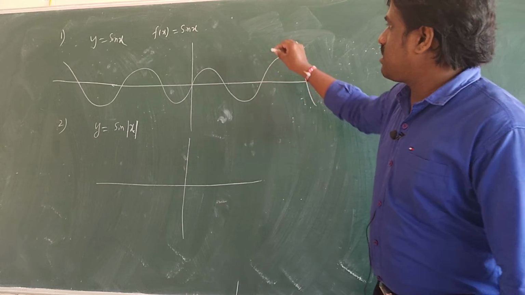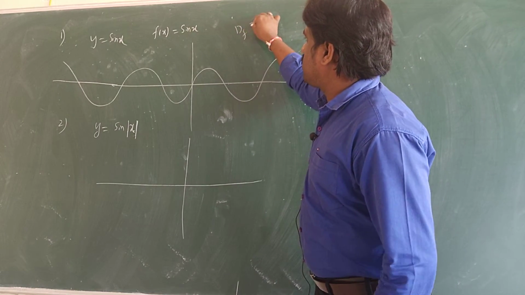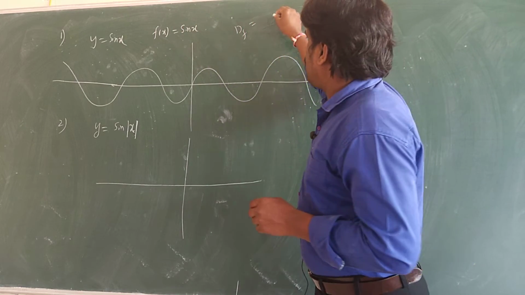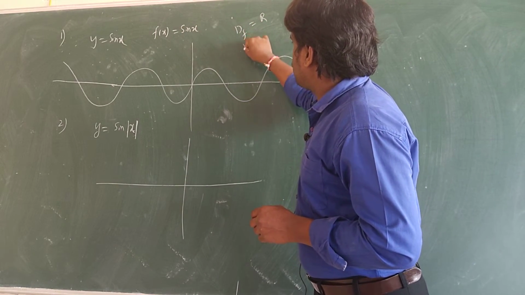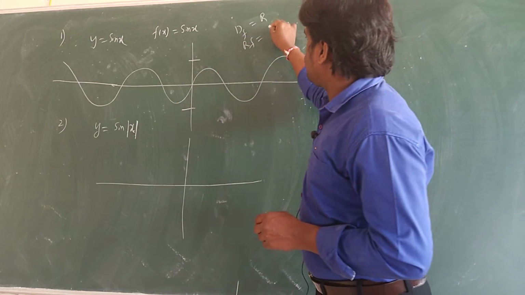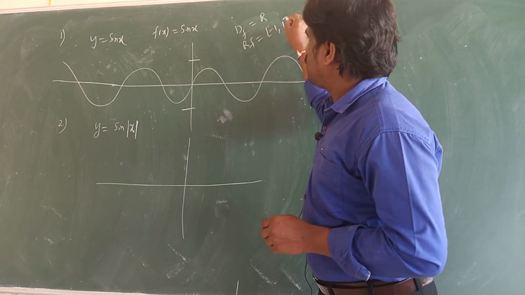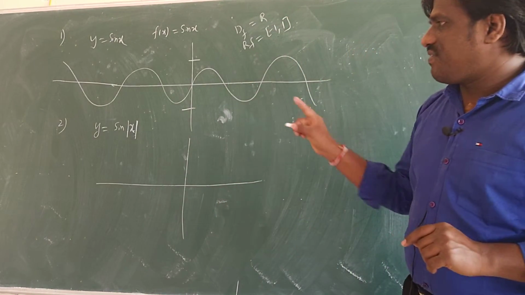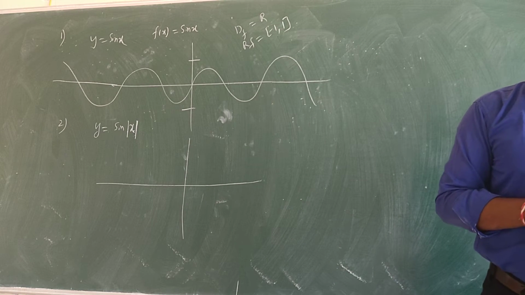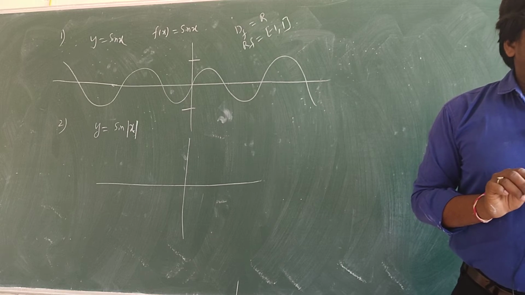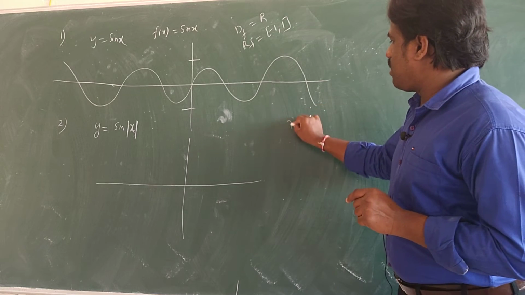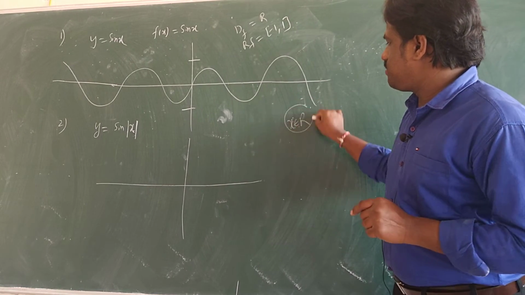See here, what is the domain of this function? What can x be here? All real. What is the range of the function? Range means -1 to +1 closed. Everyone knows this. Now if I say mod x, only x mod, can I keep all x real? Can I keep it or not? So I can keep all x real. It means the domain is all real.